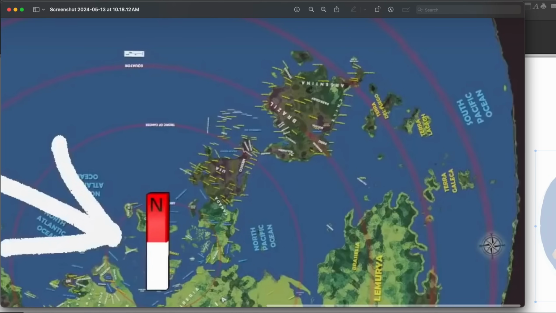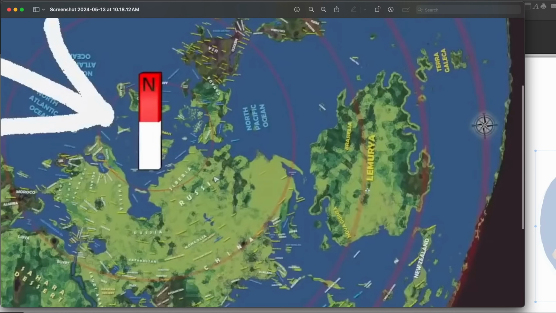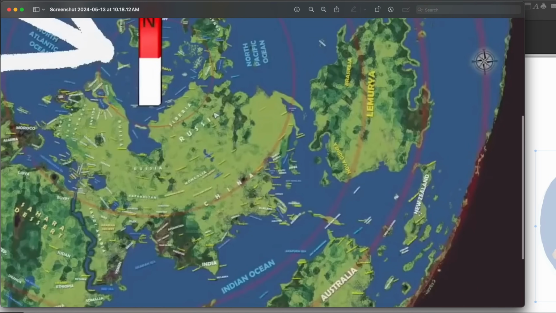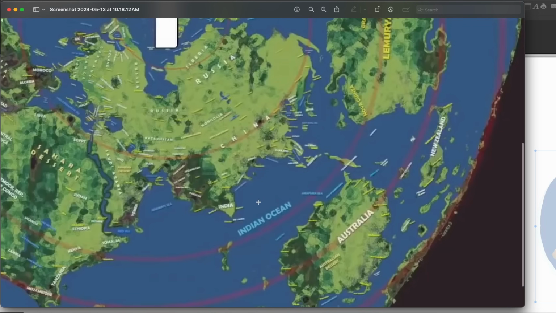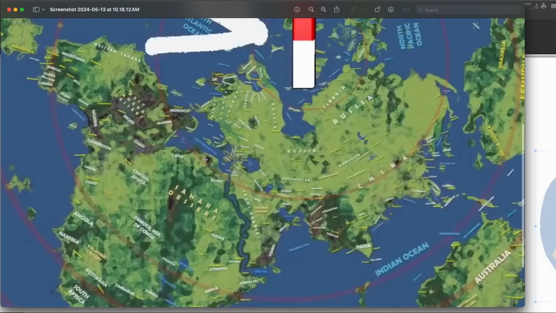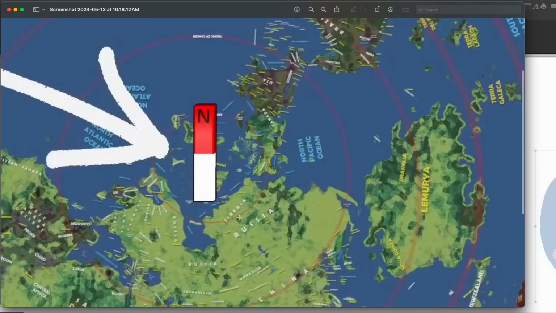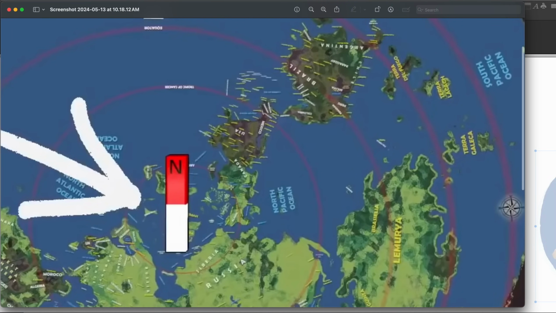Down here, you could see South America. Here's Brazil, Argentina. We're going to talk about Lemuria in a minute. Here's New Zealand right down here. Australia, Indian Ocean, India, Sahara Desert. The UK is right in here. You can see Poland, Germany, France. Every landmass is labeled. There's Canada up in here, the North Pole right in this area, North Pacific Ocean.